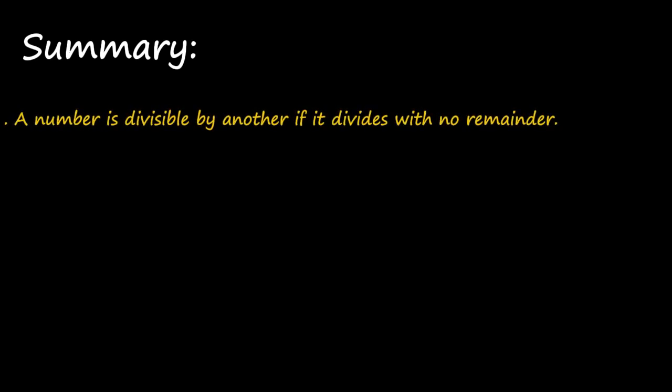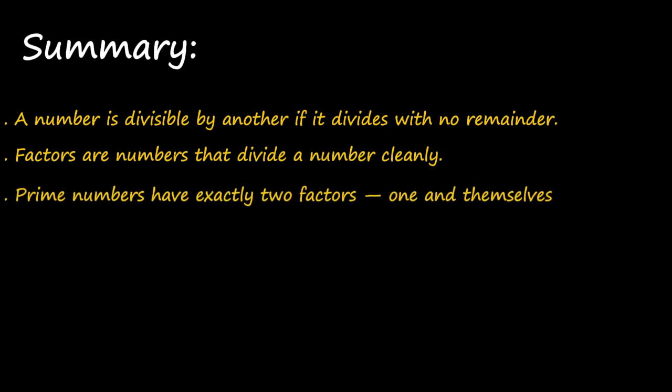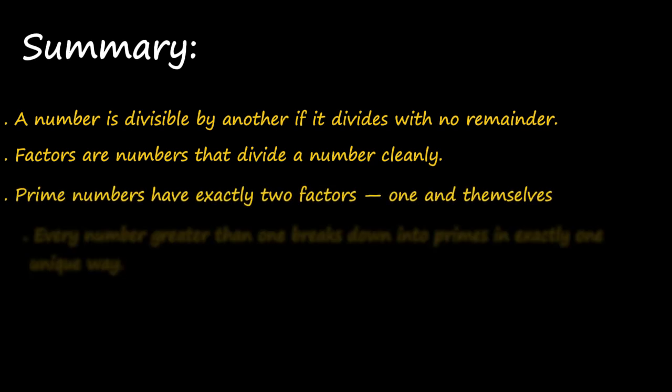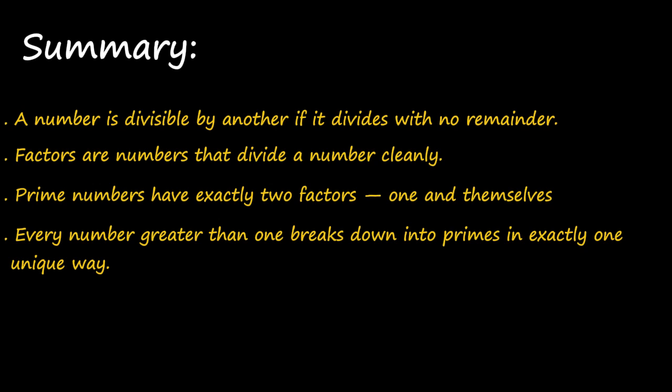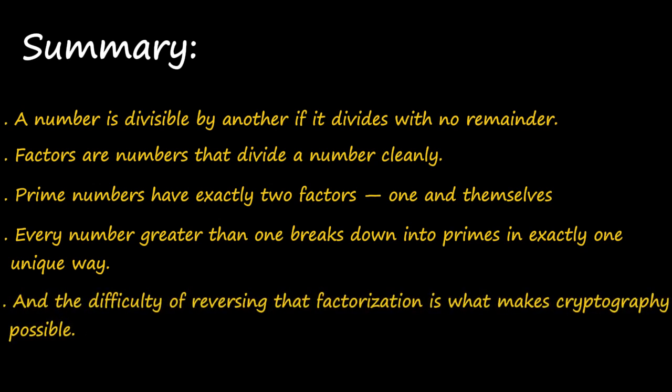So let's do a quick summary. A number is divisible by another if it divides with no remainder. Factors are numbers that divide a number cleanly. Prime numbers have exactly two factors, 1 and themselves. Every number greater than 1 breaks down into primes in exactly one unique way. And the difficulty of reversing the factorization is what makes cryptography possible. In the next video, we will talk about modular arithmetic, the clock math that every ZK system lives inside.